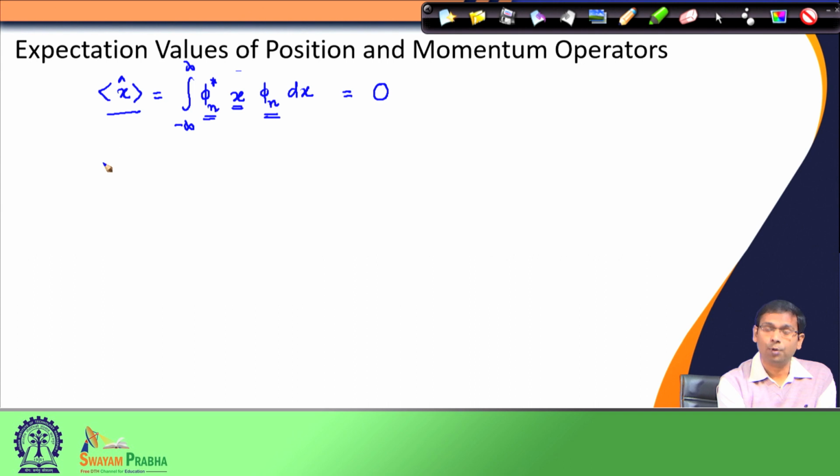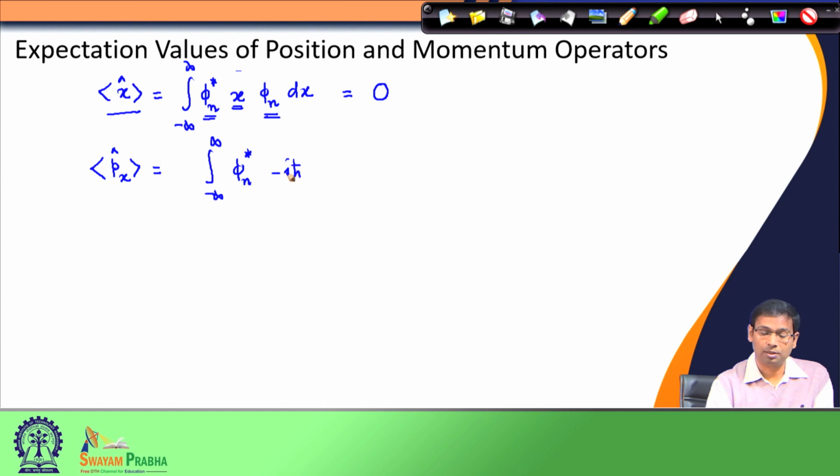What about the momentum operator? We want to obtain the expectation value corresponding to the momentum operator. The rule is the same; we write down the following integral. So we have phi n star, and I am now writing down the operator form of the momentum operator.